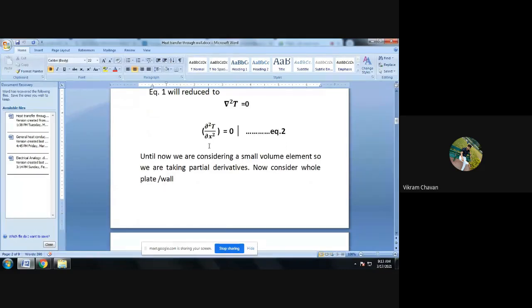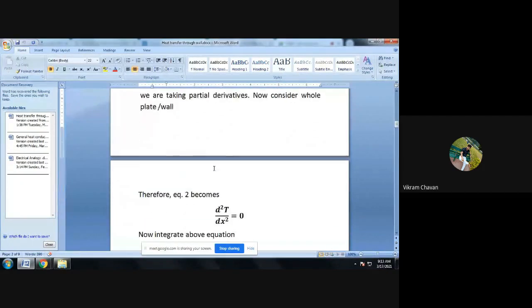So this equation, ∂²T/∂x², will be converted into d²T/dx² = 0. Now we have to convert it into the form of a complete equation. We have to find the temperature change with respect to distance, or we can say we have to find the temperature profile, or temperature distribution.